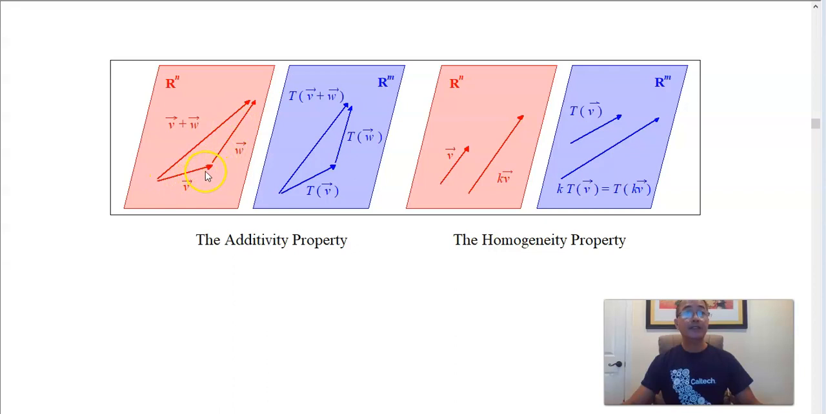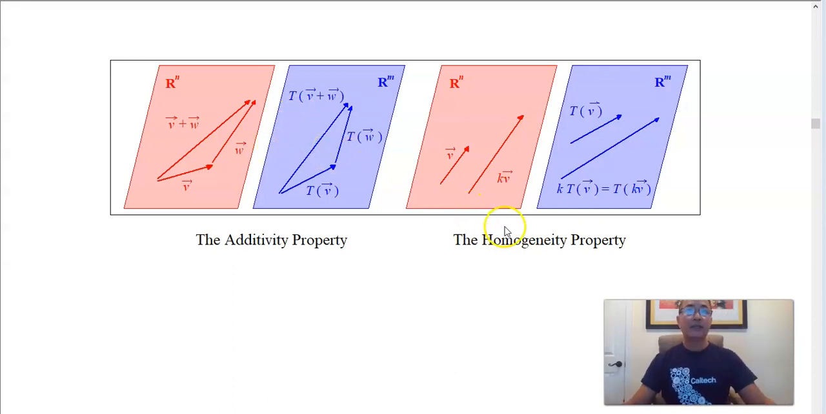Well, V gets transformed into T of V, this time in Rm. W transforms into T of W. Now, also complete the diagram. If we connect the tail of T of V to the head of T of W as usual, that should be T of V plus T of W. So the additivity property requires that this third side of the triangle should also be the image of V plus W under T. So in other words, triangles transform into triangles.